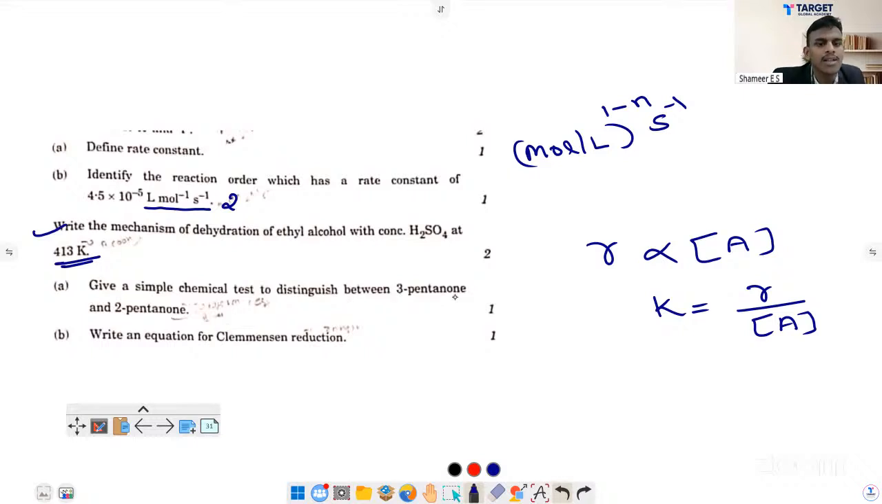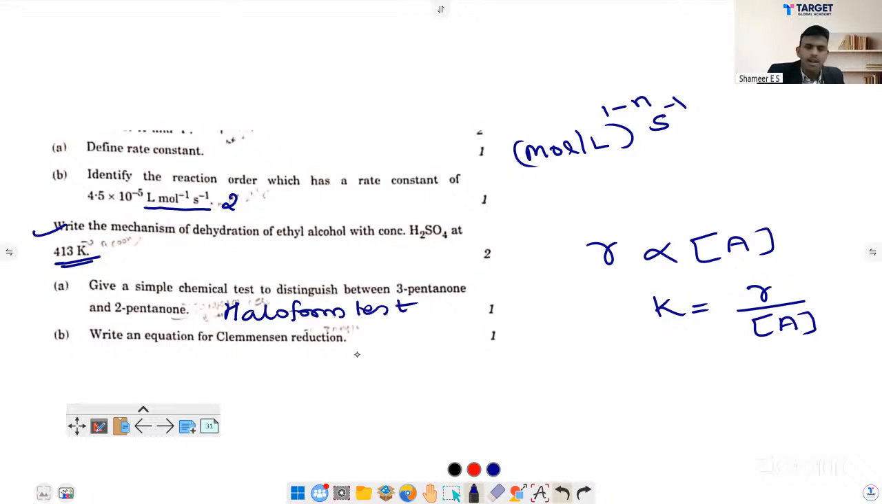Simple chemical test to distinguish 3-pentanol and 2-pentanol. The same question I asked in the live, right? And somebody answered at that time. Somebody typed the answer, I think in the Zoom meeting or something. Somebody asked, can we use this one and that one? And one person answered haloform test.